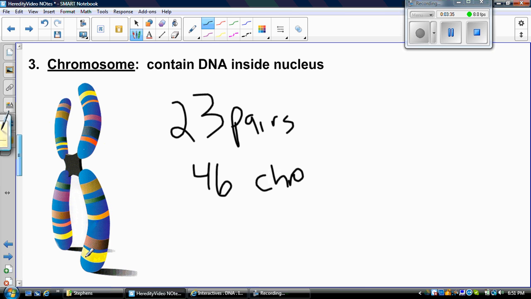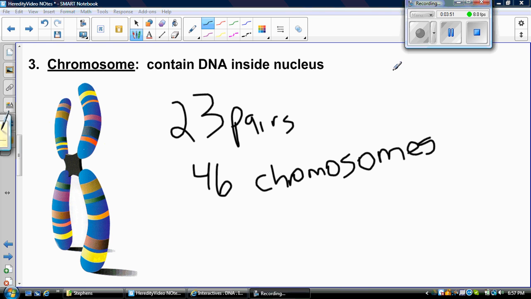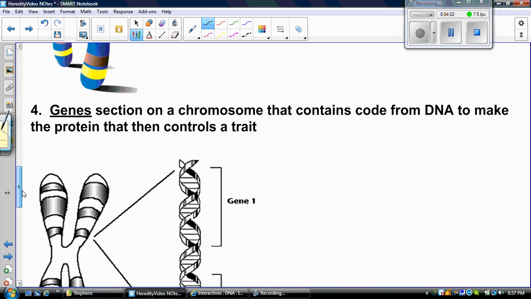Now inside the chromosomes, we have DNA. And these sections that you see, these bands, are the sections of DNA that code for a gene. They're genes that are a code from DNA. So again, inside of chromosomes is your DNA, and those sections of DNA will code for a gene, and that's what these bands are.